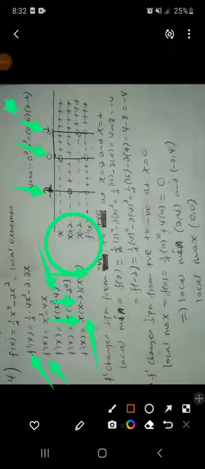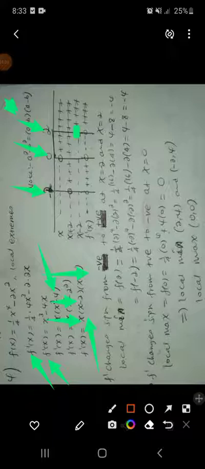Then x plus 2 is 0 at x equals minus 2. If we take any number which is less than negative 2, the result is negative, and greater than negative 2, the result will be positive. Then x minus 2 is 0 at x equals 2. If we take any number which is less than 2, x minus 2 will be negative. If we take any number which is greater than 2, x minus 2 will be positive.